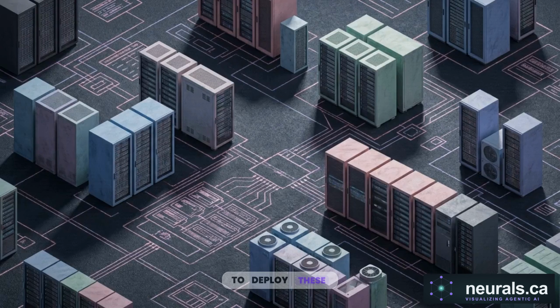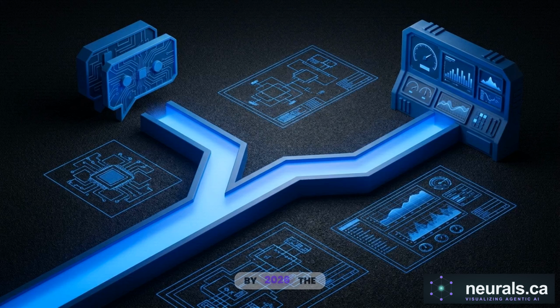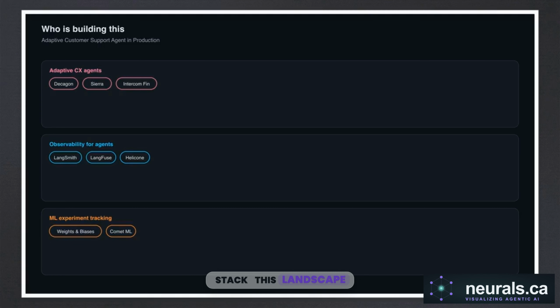The race to deploy these self-healing architectures is currently a massive enterprise land grab. By 2026, the companies providing these systems divide cleanly into two categories: front-end platforms and the underlying observability stack. This landscape chart maps the major providers. At the top, the adaptive customer experience agents include Decagon, Sierra, and Intercom Fin.